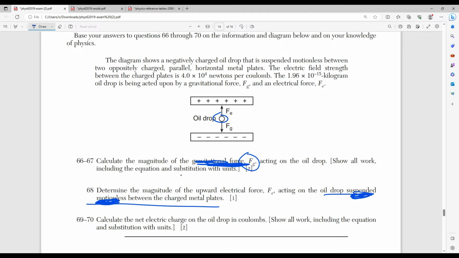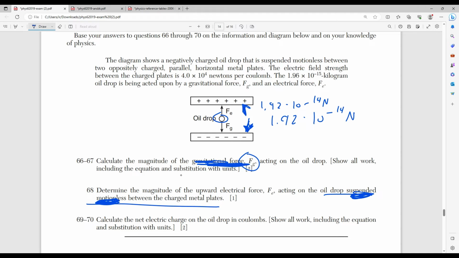Now, what's happening is that it's being pulled down, right? The force of gravity, we just said, is pulling it down by 1.92 times 10 to the negative 14 newtons. And if it's being pulled down by that, obviously it's going to be moving. So we need something to balance that out, something to cancel that out. So obviously there's going to be an electric force that's equal to that, which is 1.92 times 10 to the power of negative 14 newtons, right?